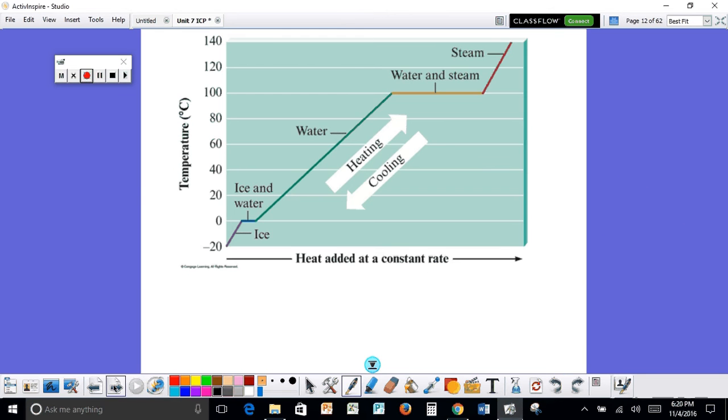Moving right along. This is just an example of a heating curve. We talked about this in class on Wednesday. Just make sure you know what's going on here: energy, or heat, is being added at a constant rate and temperature is increasing, or as we decrease temperature, we see that energy moves the other way. Pay attention to the amount of time, or the amount of energy, that needs to be added here versus here, and what's being done at this point as well.